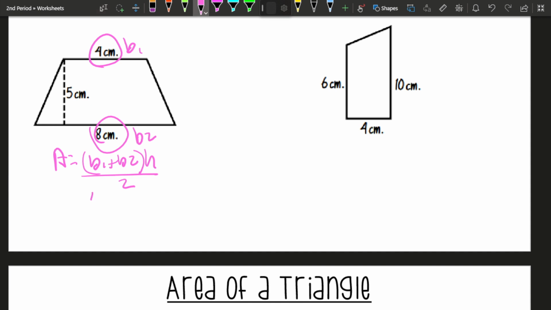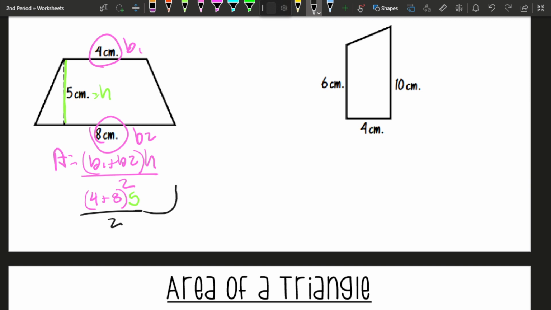So base 1 is 4 plus base 2 is 8. We're going to add those two. We're going to multiply by the height, which is the distance between the two bases, which is 5. And then we're just going to take half of all that.